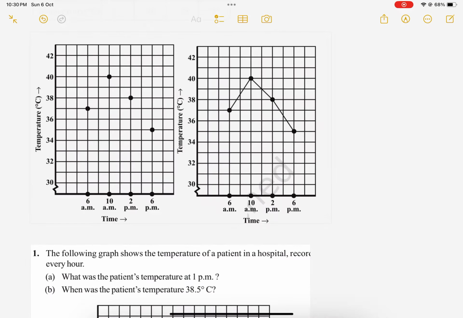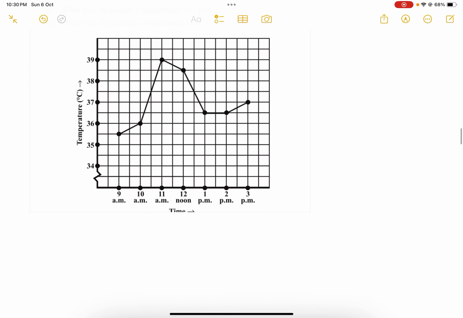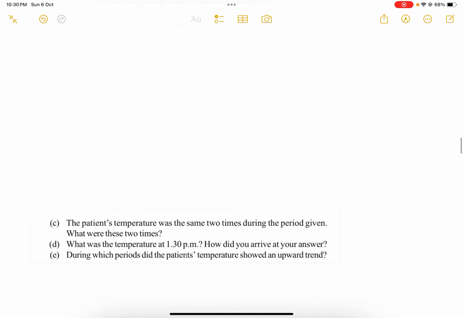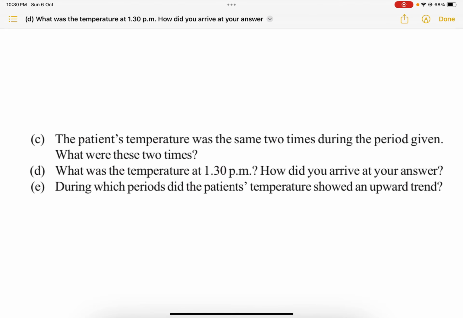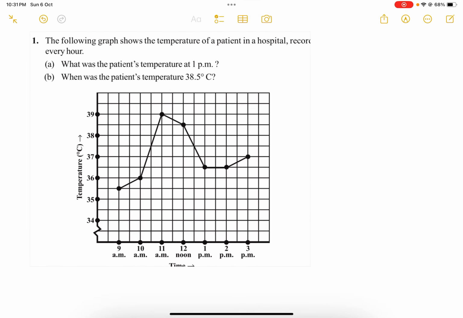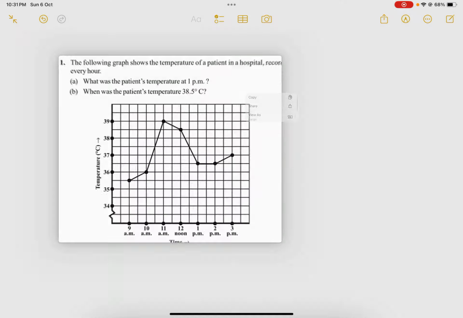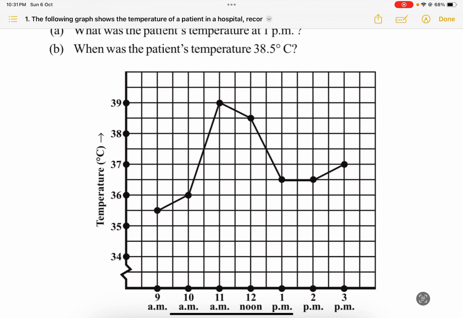Now, let us see one more question in this. It was given that the patient's temperature was the same two times during the period given. What were these two times? At 1 o'clock the temperature is 36.5, correct? And at 2 o'clock also the temperature is 36.5. So at these 2 points the line is the same. So at 1 p.m. and at 2 p.m. the temperature is the same.